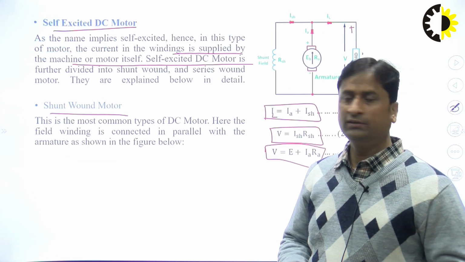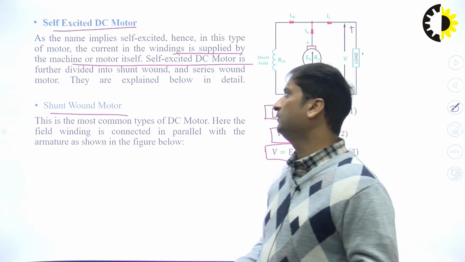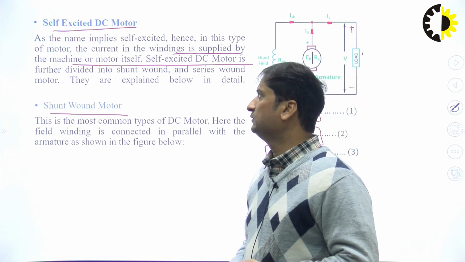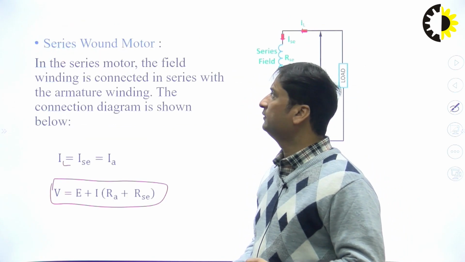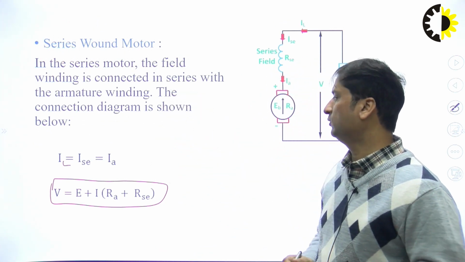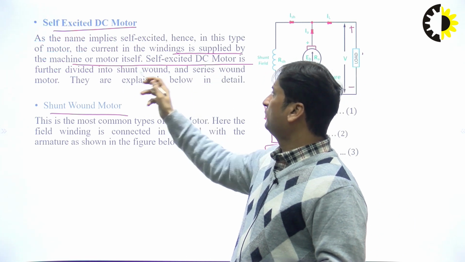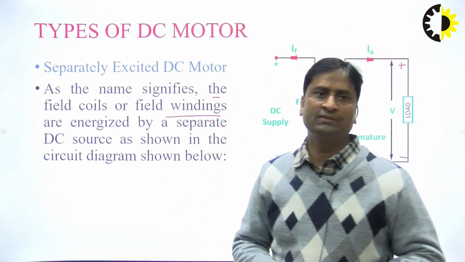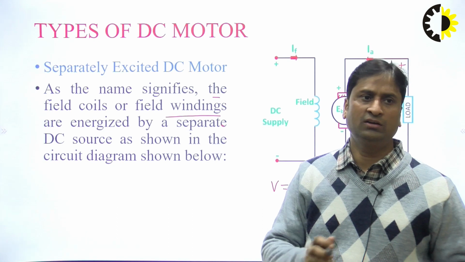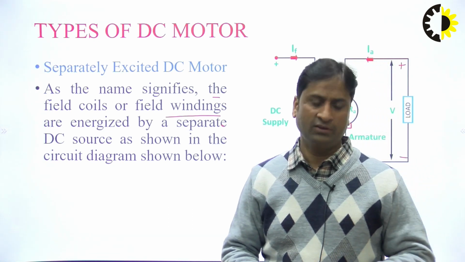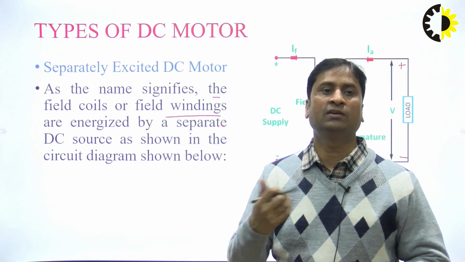So these are the two types of self-excited DC motors, shunt wound and series wound. Another type of self-excited motor is the series compound and shunt compound motor, which we will discuss in our next lecture.